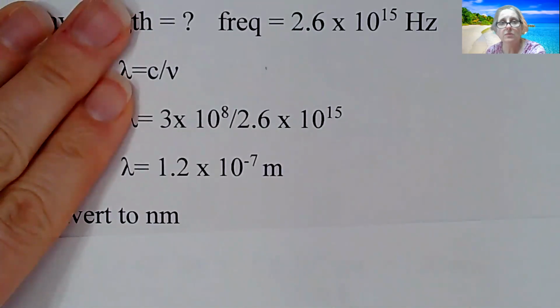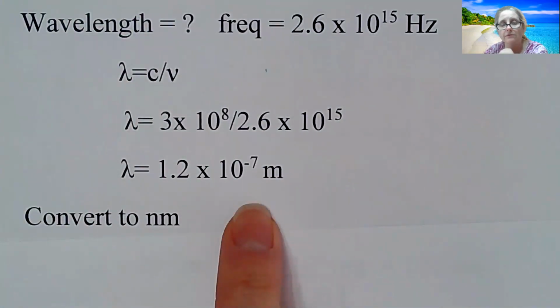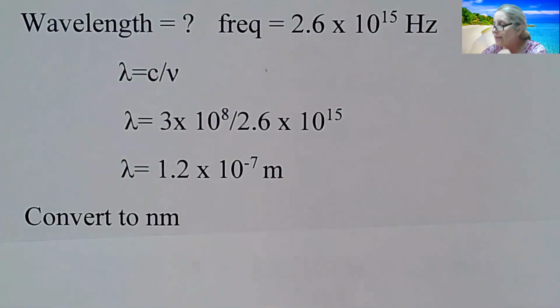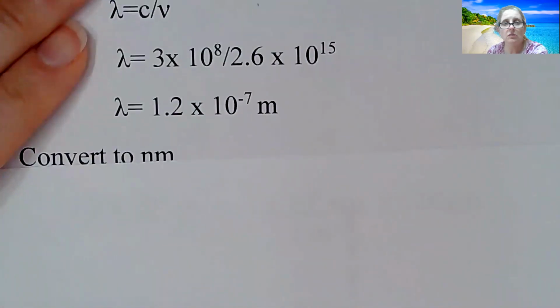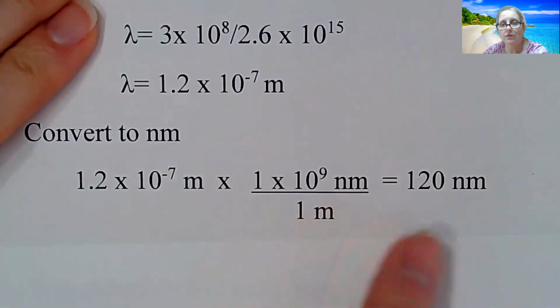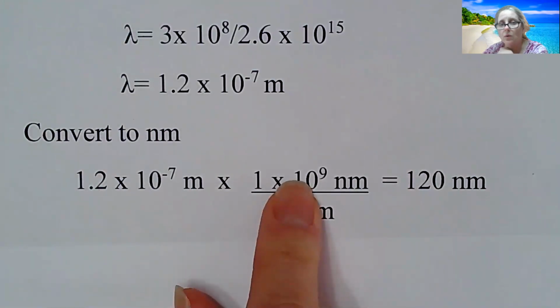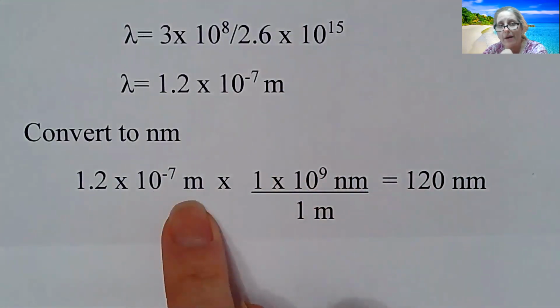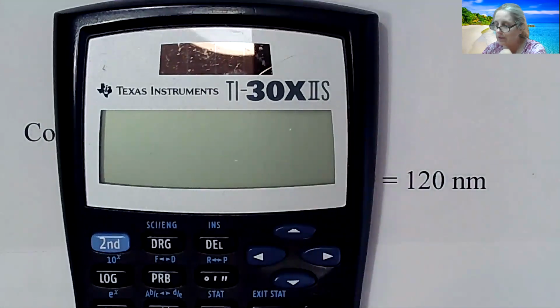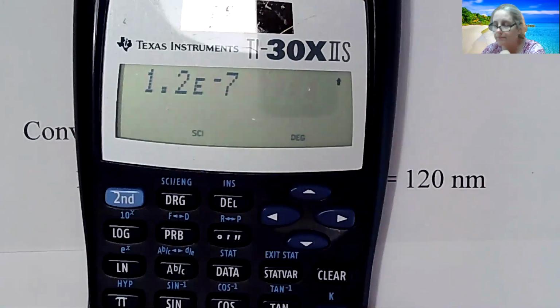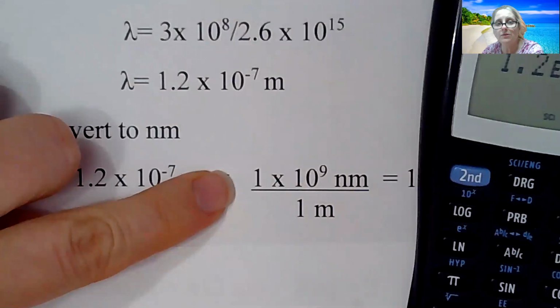Now, once we have meters, because this is wavelength, I want you to also convert to nanometers. So I'm going to do this as an example. I'm going to change this from meters to nanometers. Well, I know that every meter is 1 times 10 to the 9th nanometers, which is how I convert this. So in your calculators, you could type in 1.2, second function E, negative 7, and I'm going to multiply it by it.